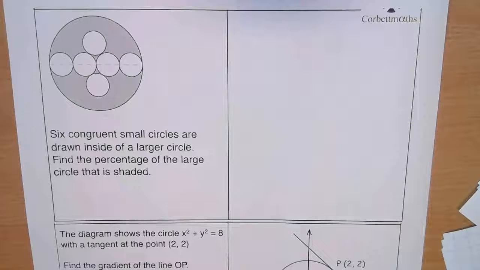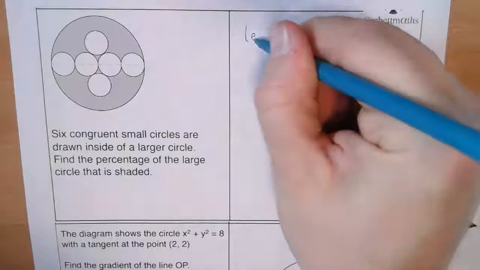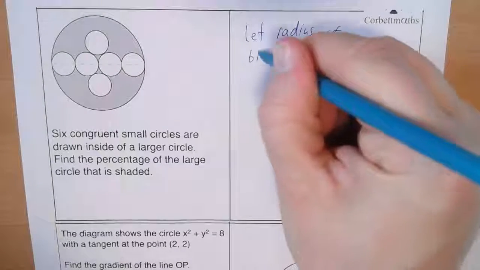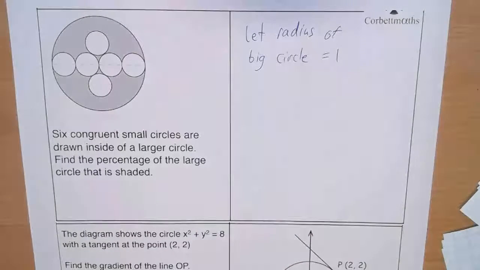I think with this question, the important bit is to think of a starting point. You're not given any information about the sizes of the circles, so I'm just going to say the radius of the big circle equals 1. So that would be my starting point. Now you could use any number, and then you could find out the percentage with any one. But I think 1 is easy enough.